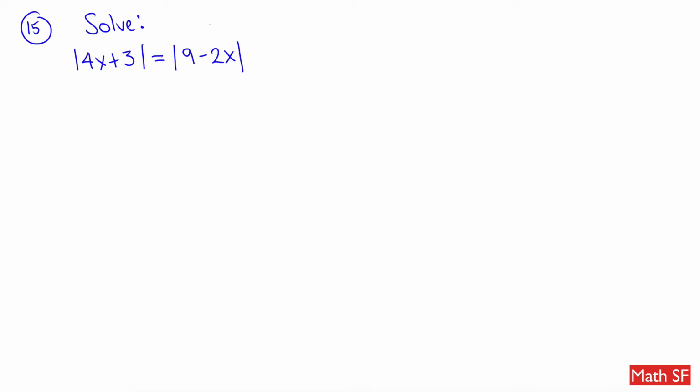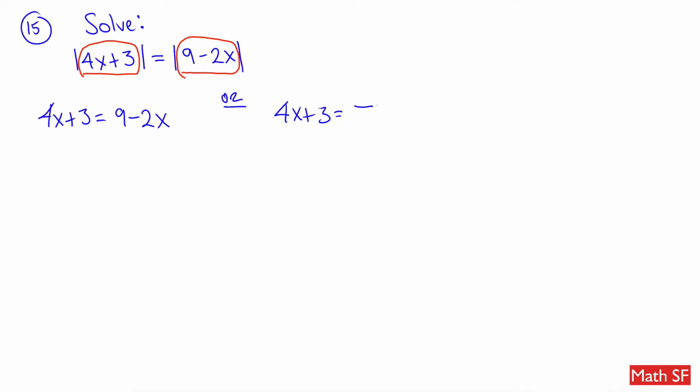Now in problem 15, we're given an absolute value equation. So whenever you're looking at an absolute value, remember that the inside here, this part here, should be identical to whatever is in here, right? So they must be identical for them to be the same. Or the inside there, the x plus 3, should be the negative of it, negative 9 minus 2x, right?